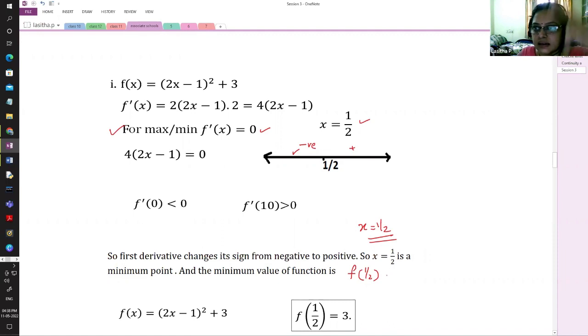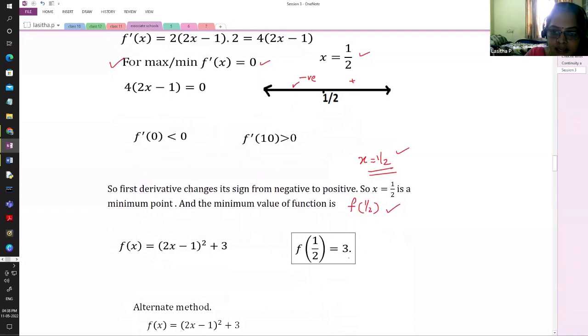Maximum value means it's at vertical distance they are asking. The first one is just finding where it occurs. So point of occurrence of local maximum minima only we get from this one, x equal to 1/2. And what is the maximum value? You have to substitute in the function. That we have to keep on insisting. So here they get the answer as 3.